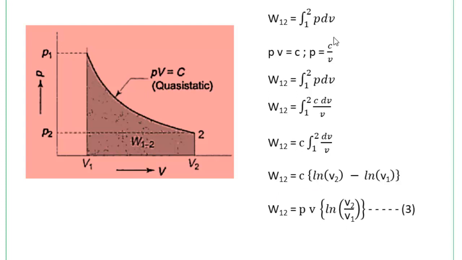where C is nothing but PV, because this process is PV equal to constant. So substituting this, then we will get work transfer during an isothermal process equal to PV into ln of V2 by V1. Or I can say, instead of PV, I can write P1 V1, or I can write P2 V2. Okay, so this expression refers to the work done during a constant temperature process or isothermal process.